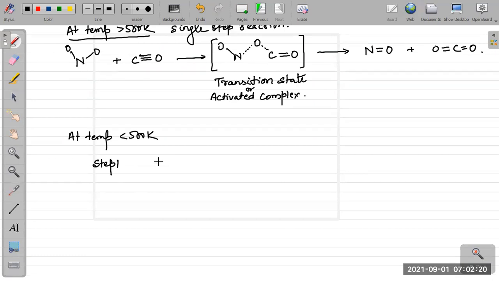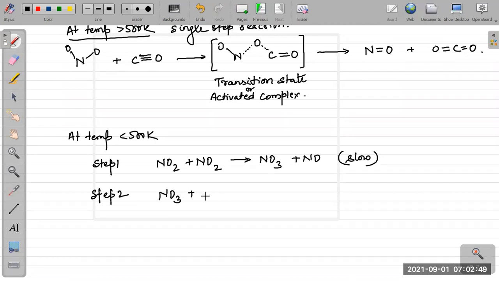Step 1, NO2 combines with NO2, or it reacts with NO2 to form NO3 and NO. This is again a slow step. Step 2, where NO3 combines with carbon monoxide to form CO2 and NO2. Now this is fast.